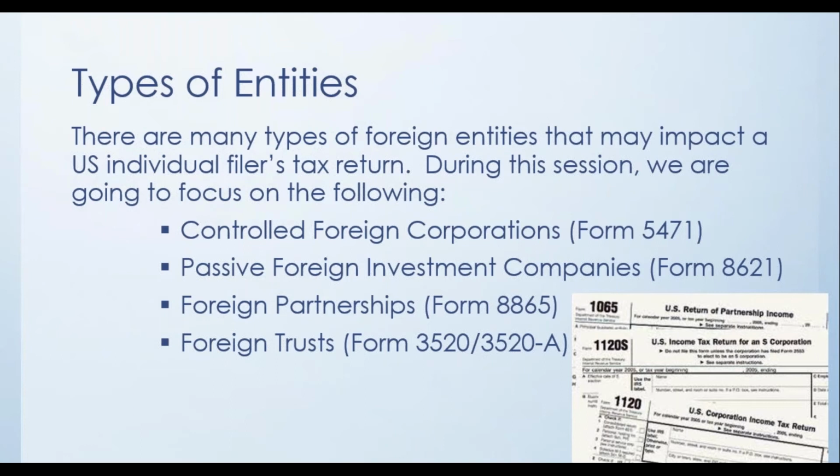A dual status alien is a taxpayer who for part of the year was a resident, part of the year was a non-resident. This is very similar to the treatment of taxpayers that have foreign bank account reporting. If a part of your year you were treated as a resident, then you would be required to follow the same rule, even if you weren't a resident for the entire year. So that's where we start.